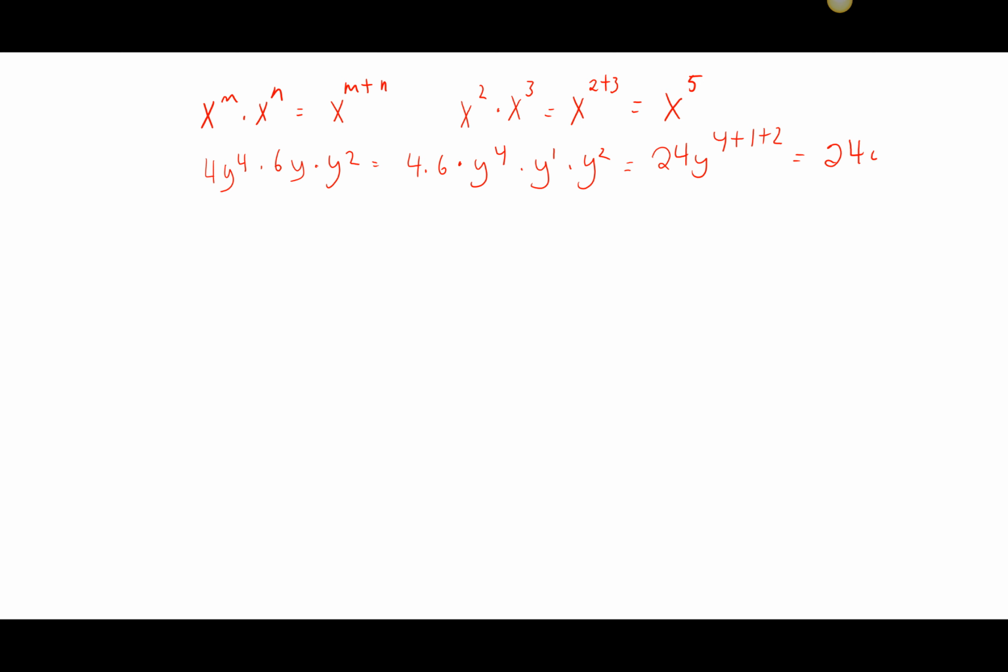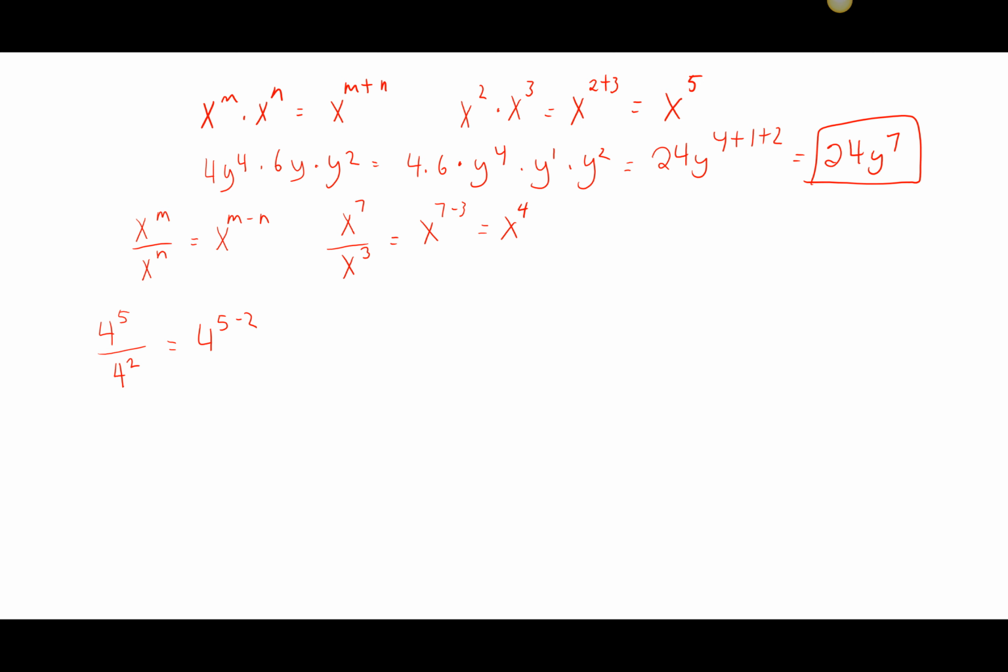So that's going to be 24y to the 7th. Okay, now for division, you're going to subtract them. So if you had x to the m over x to the n, that equals x to the m minus n. For example, x to the 7th over x cubed is going to be x to the 7 minus 3, or x to the 4th. So 4 to the 5th divided by 4 squared would equal 4 to the 5th minus 2, or 4 cubed.